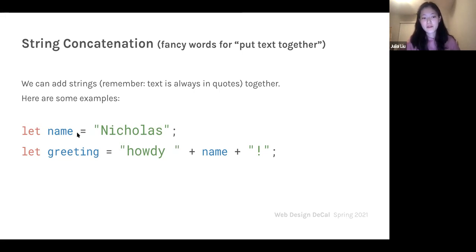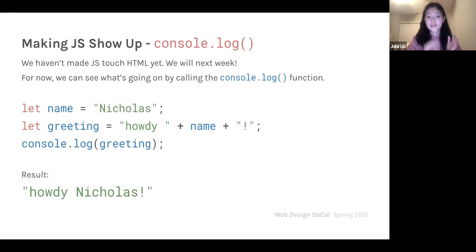Here we have a string variable called name, which has the value Nicholas. And then the greeting variable is assigned this entire value. The way you concatenate strings in JavaScript is by using this plus symbol. That means you want to put all of these different strings together. So you have howdy as a string, then you have name, which holds the value Nicholas, and then you have the exclamation mark at the end. When you put the plus symbol in between them, you're combining all of them into one massive string. So greeting represents this entire string, which is howdy Nicholas.